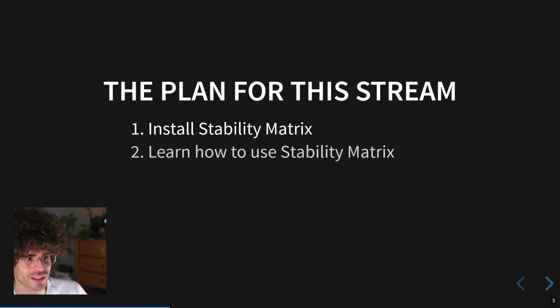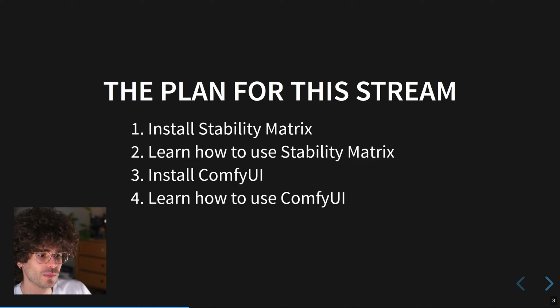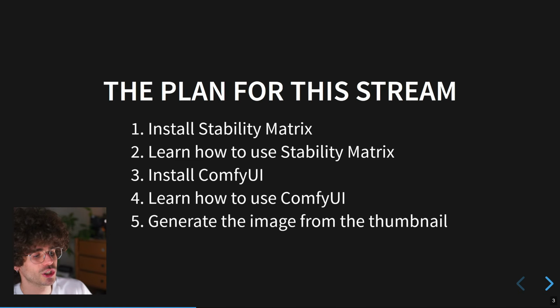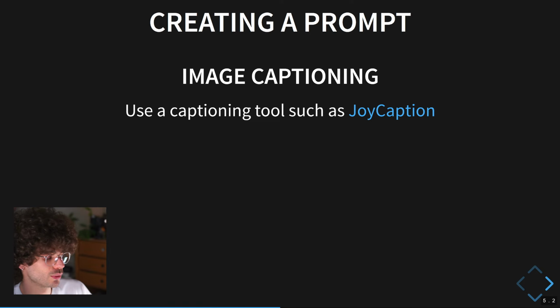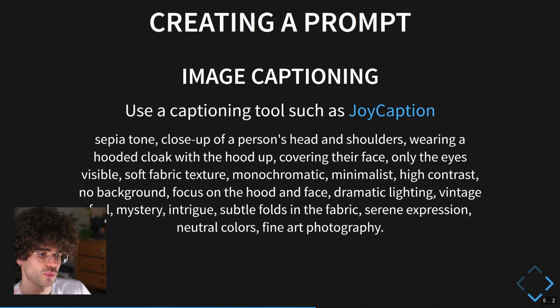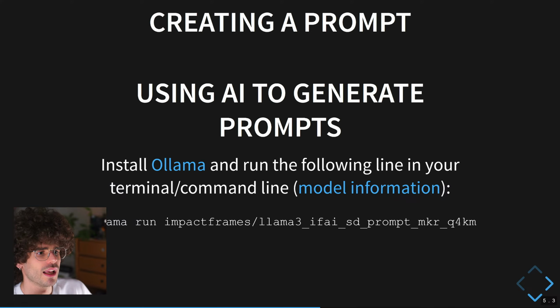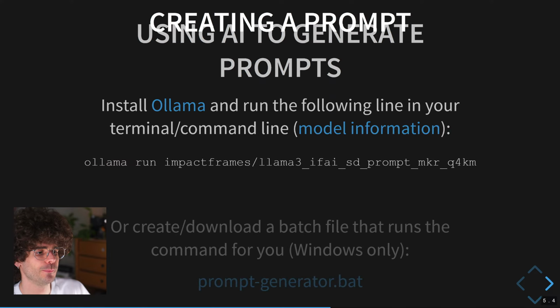We basically installed Stability Matrix. We learned how to use it, how to use the interface, how to install ComfyUI, how to use ComfyUI, and how to generate the image from the thumbnail. Then we learned how to use JoyCaption to get from a visual reference to a prompt that we can use, and maybe gives us some more stuff to work with rather than just coming up with everything ourselves. And then we also learned how to get started with using AI to generate prompts, basically a chatbot where we can go back and forth and try to improve the results that way.